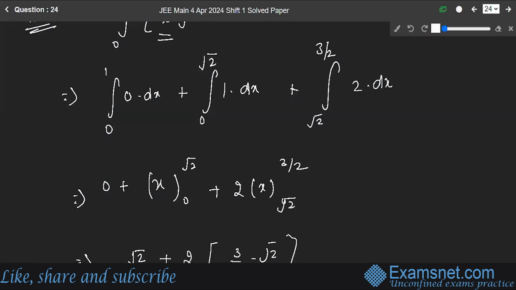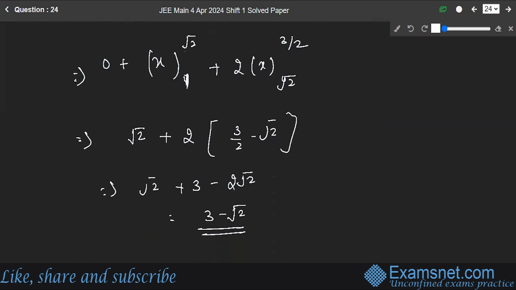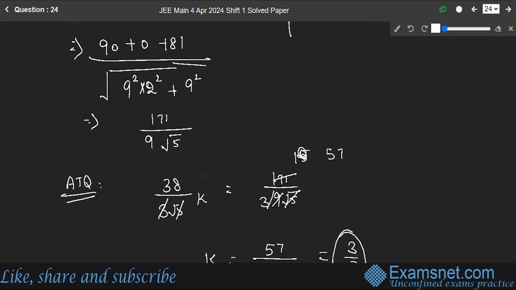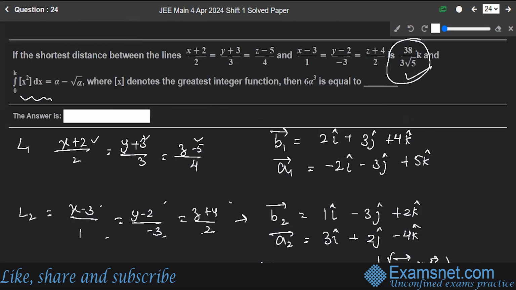There is a slight mistake again. This is 1 and it will start from 1. So here will be 1, and this will be this minus this, 2 minus root 2. This is the answer to the question. Okay. Hope you're clear with this. Let's move to the next question then.